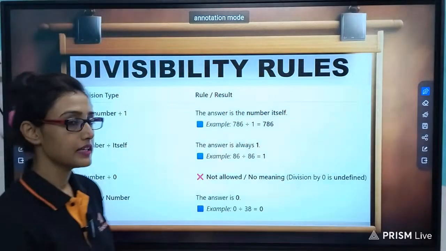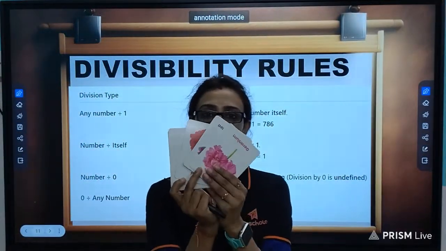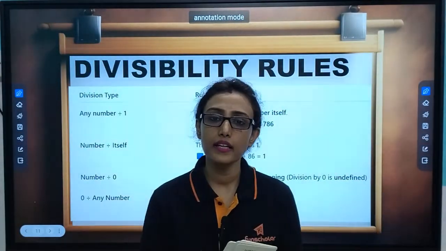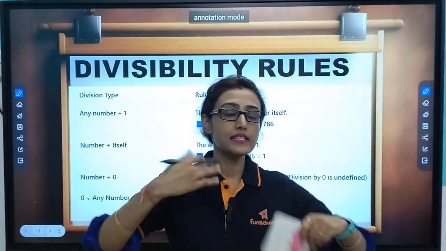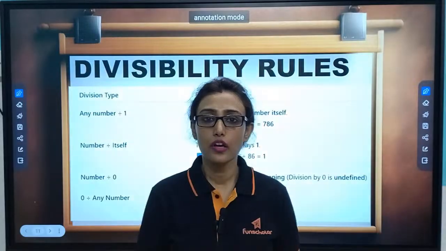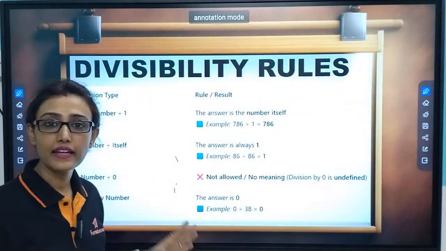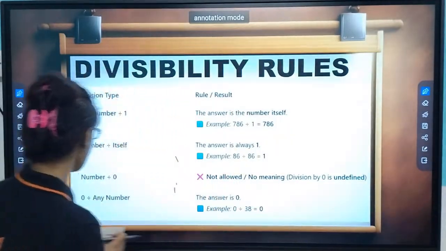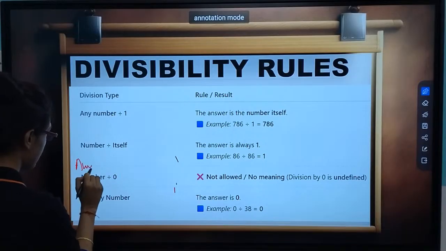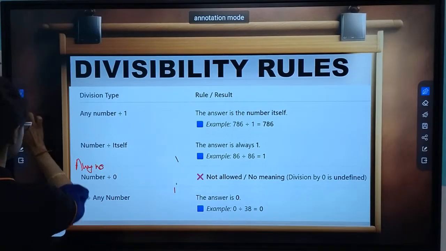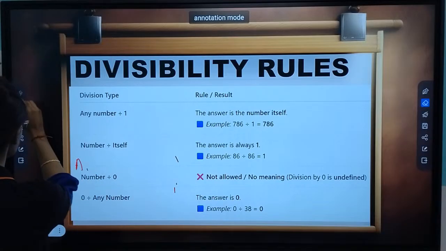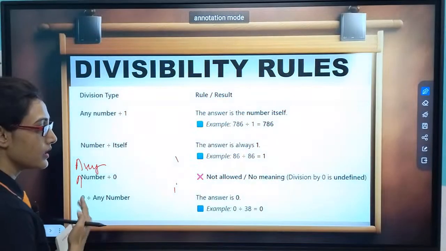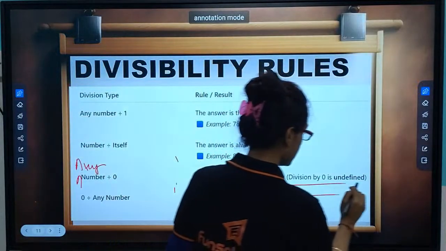Now any number divided by 0. There are 12 cards. I have asked you to divide them among 0 people. Is there any possibility of having 0 people? With 0 you can't start a calculation. So counting with 0, or dividing among 0, dividing among nothing, is meaningless. So any number divided by 0 is undefined or meaningless.